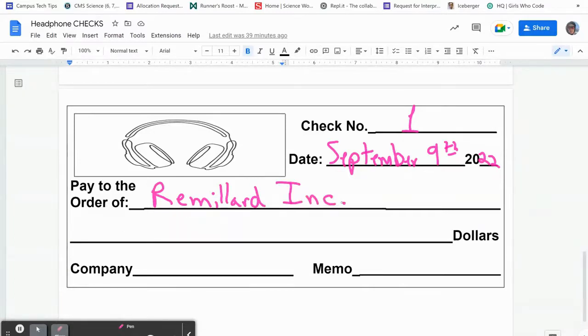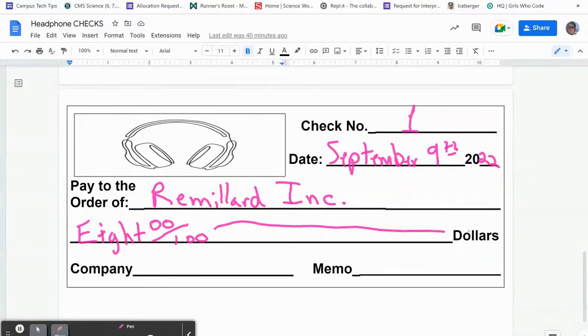The amount of money that you are paying, like we just said earlier, is $8 for the 2 cups, each one being 4. So what I would write out here is 8. And then there's 0 cents. So you do 0 over 100, which stands for 0 cents out of 100. And then you draw a line across the way so that nobody can add any more money to your check. Okay, so Mr. Remillard doesn't scam you.